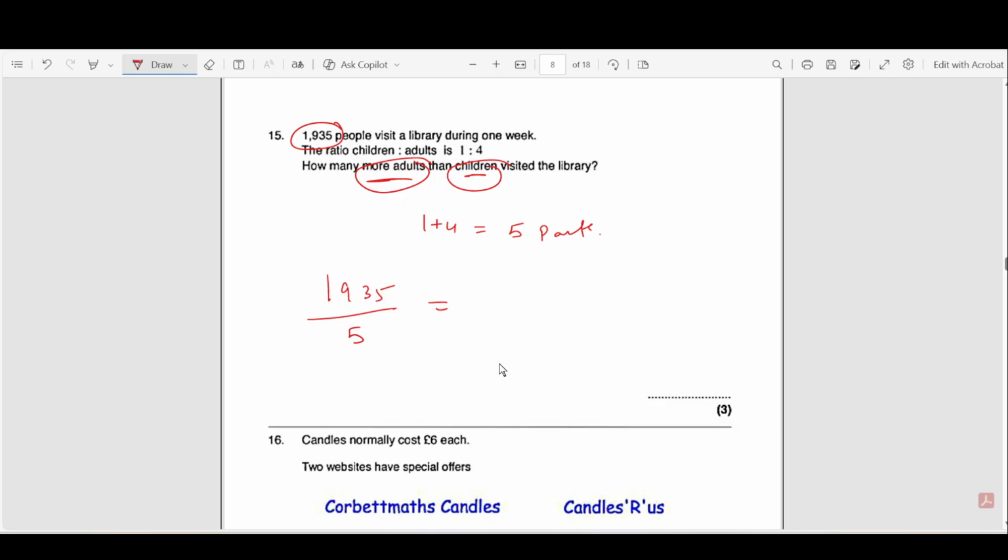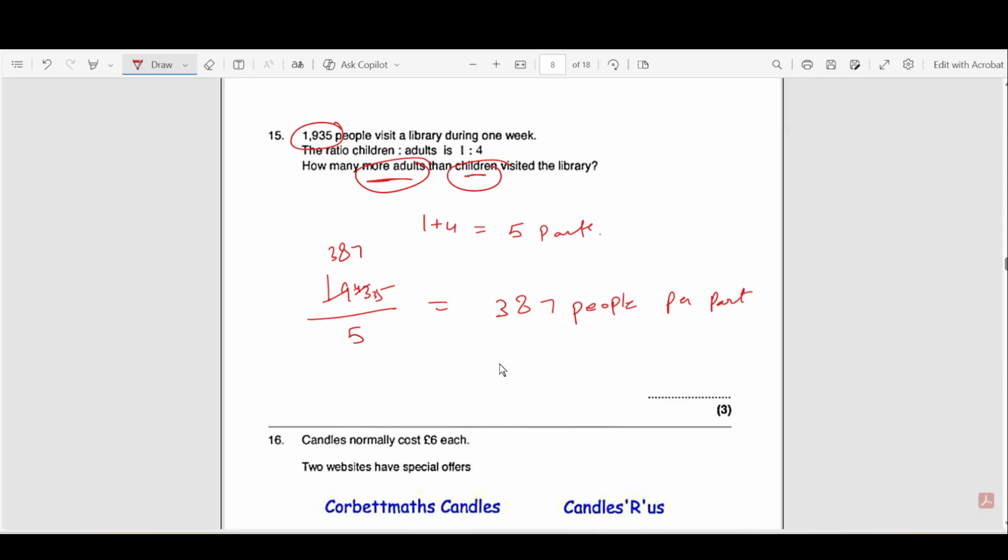If we divide it, 5 into 19, we do 5 times 3, which is 15. So we got 4, and we give 4 to the next number, 43. 5 times 8 is 40, so we give 3 to the next number. This is 35, 5 times 7 is 35. So we got 387 people per part.